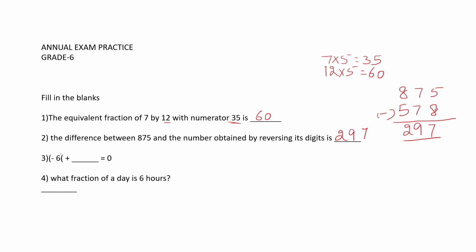Next, negative 6 plus what will be 0. So we all know the additive inverse of a number is the number that when we add it to it the result will be 0. So the additive inverse of negative 6 is positive 6. So negative 6 plus positive 6 will be equal to 0.